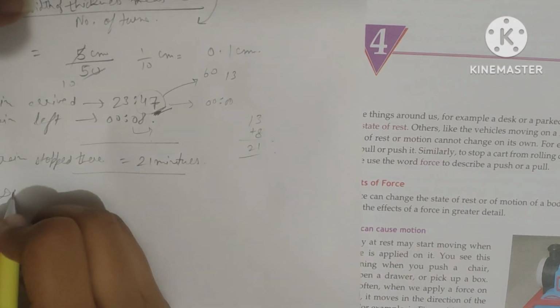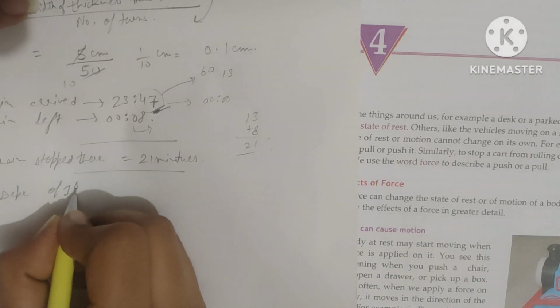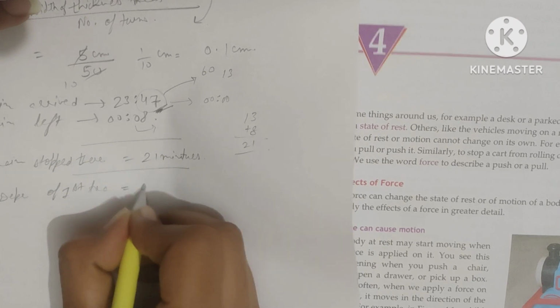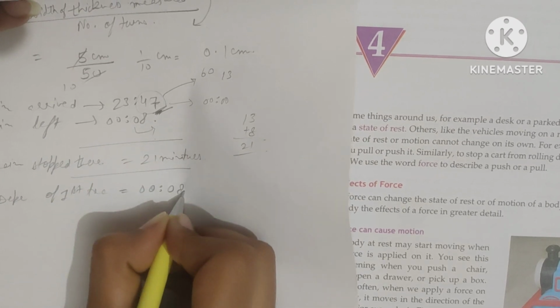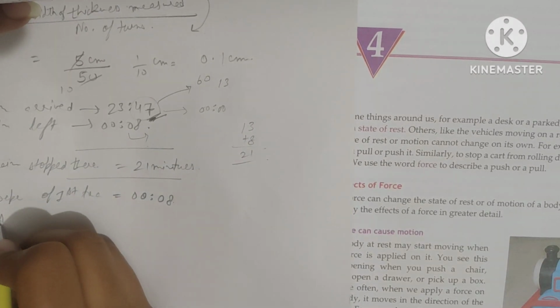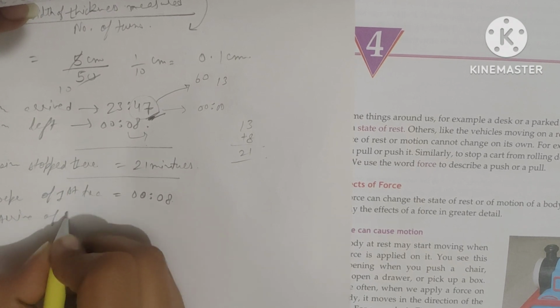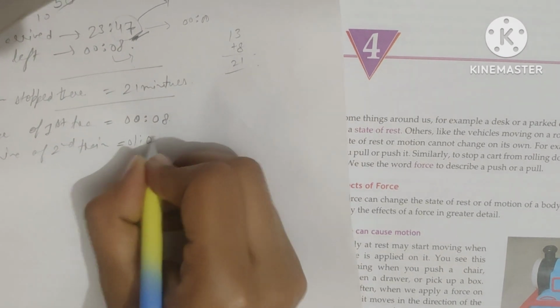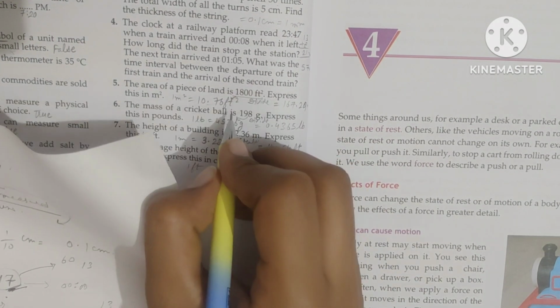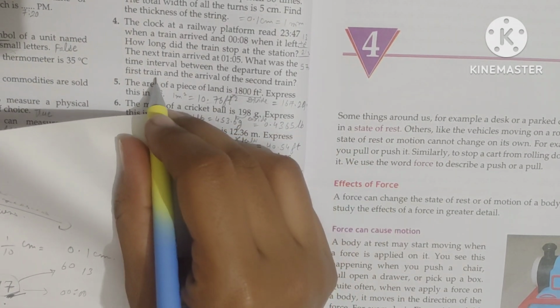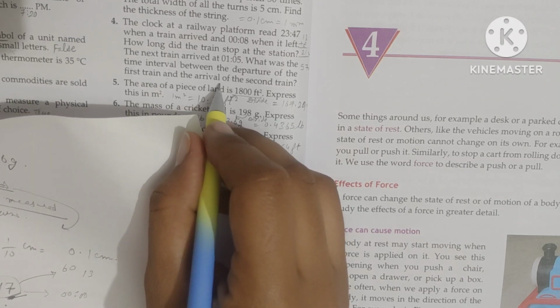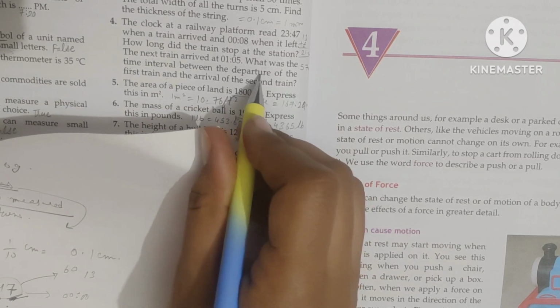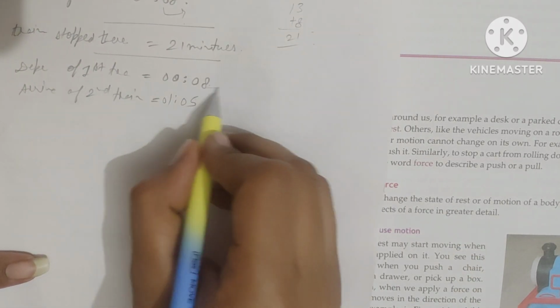Now, departure of the first train is 00:08 and arrival of the second train is 1:05. This is written here. We have to find the time interval between the departure of the first train and the arrival of the second train. So what is the difference here?